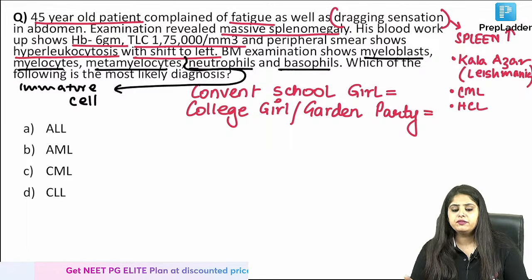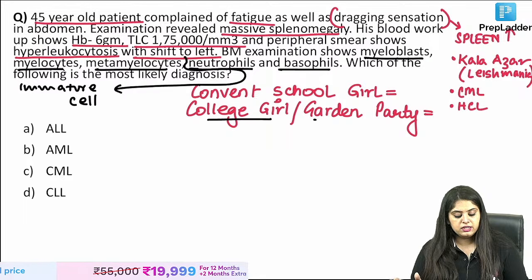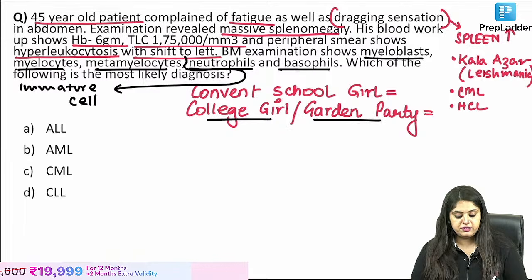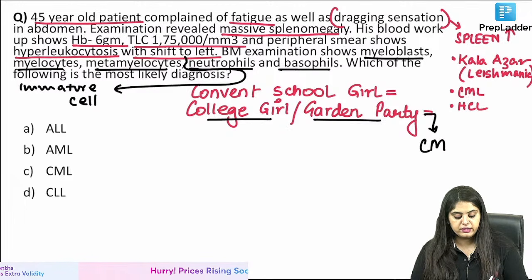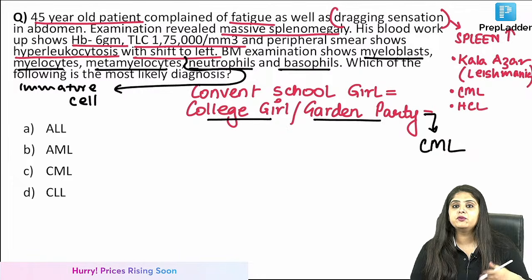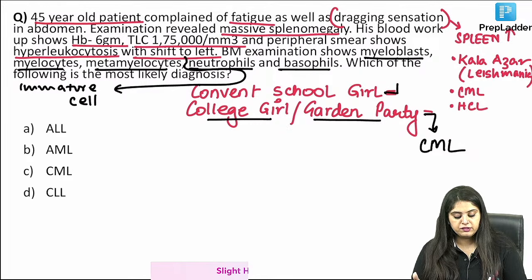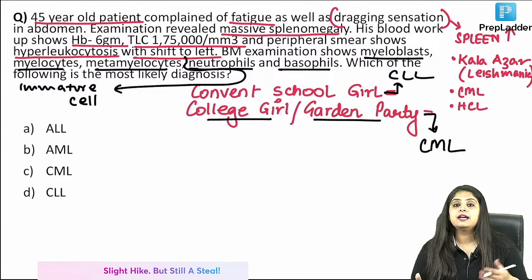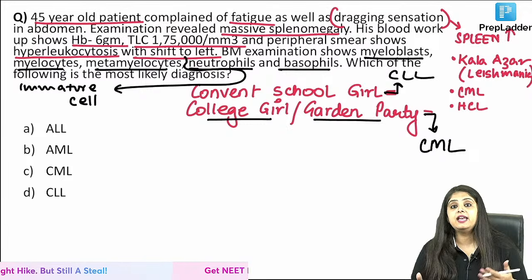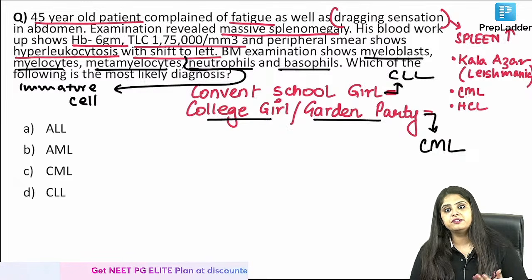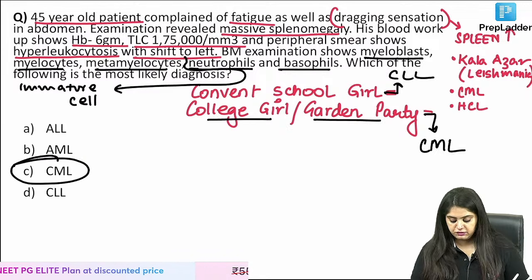metamyelocytes, neutrophils, basophils. Full garden party happening. College girl garden party. Everyone is wearing different beautiful clothes. Everyone is looking different. That is CML. Before this, everyone was looking the same. Convent school girl, lymphocyte. That was a case of CLL. Here everyone is looking different. This is a classical case of CML.